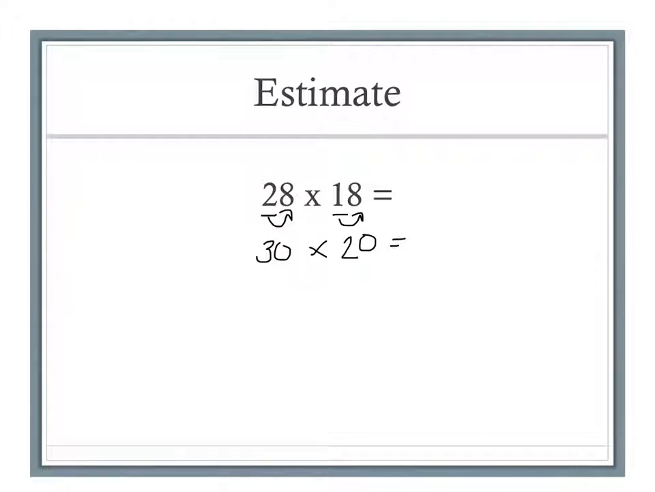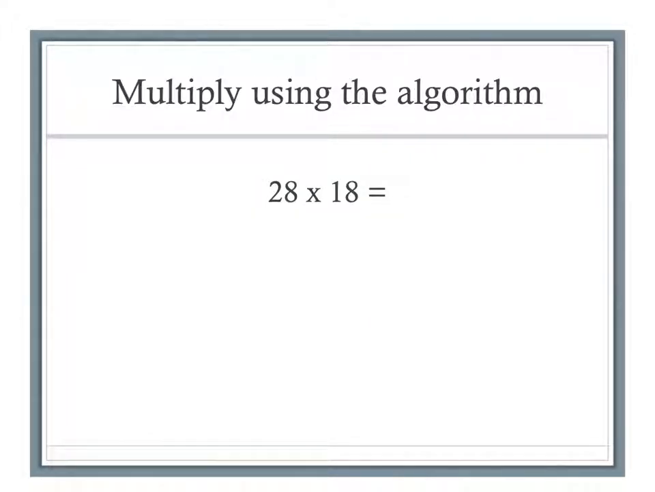Now, because we know patterns, we know we can say 3 times 2 is 6, and we can bring both of the zeros over into our product. So the estimate of 28 times 18 is 600. Now we're going to multiply using the algorithm. I'm going to start by rewriting my problem vertically. 28 times 18.